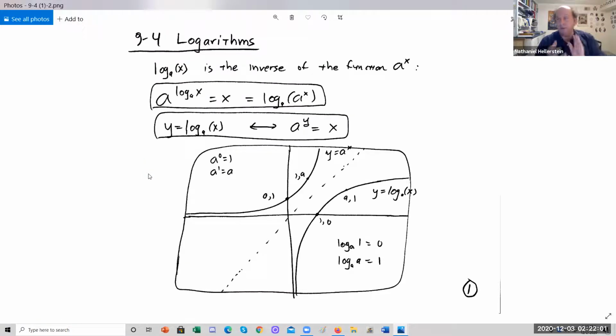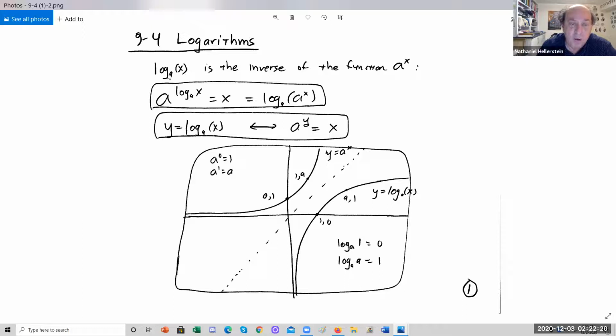Right, logarithms. Before, we had talked about exponentials. This is the graph that starts very small, goes through 0, 1 and 1, a, and zips off to infinity very quickly. That's if a is bigger than 1. And a to the 0 is 1, a to the 1 is a.